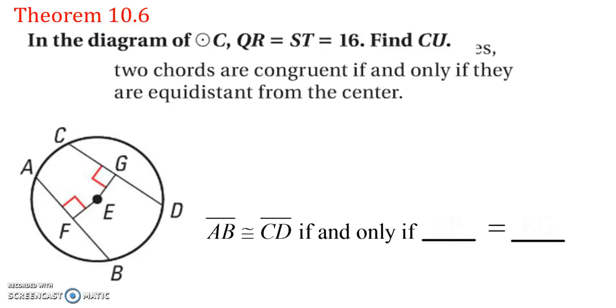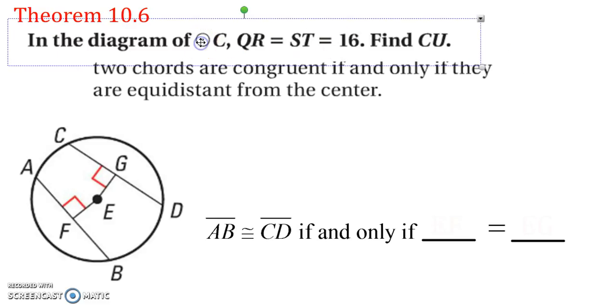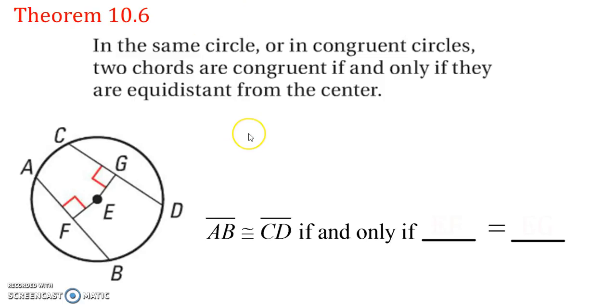And theorem 10.6 says this: if two chords are congruent if and only if they are equidistant from the center. In the same circle or in congruent circles, two chords are congruent if and only if they are equidistant from the center. So chord AB would be congruent to chord CD if and only if EF is equal to EG.